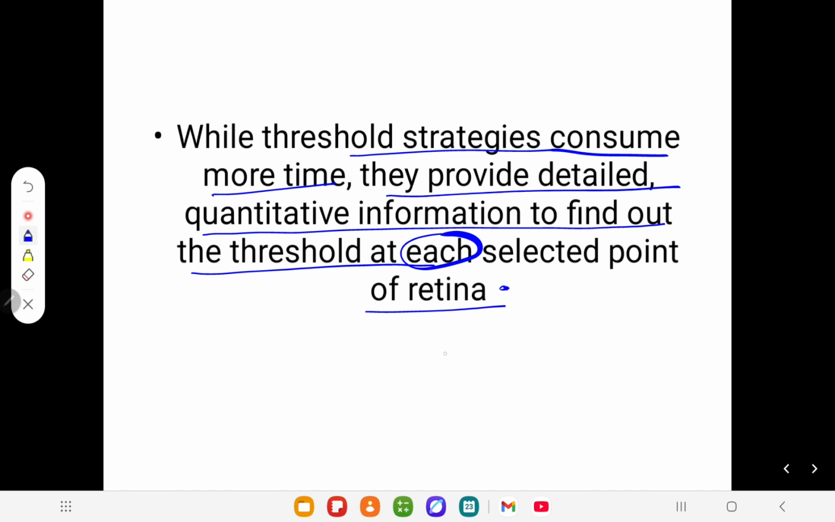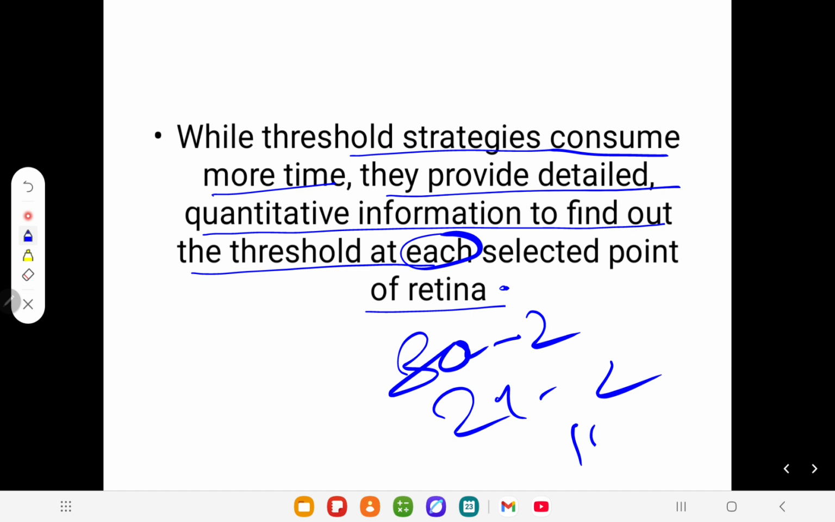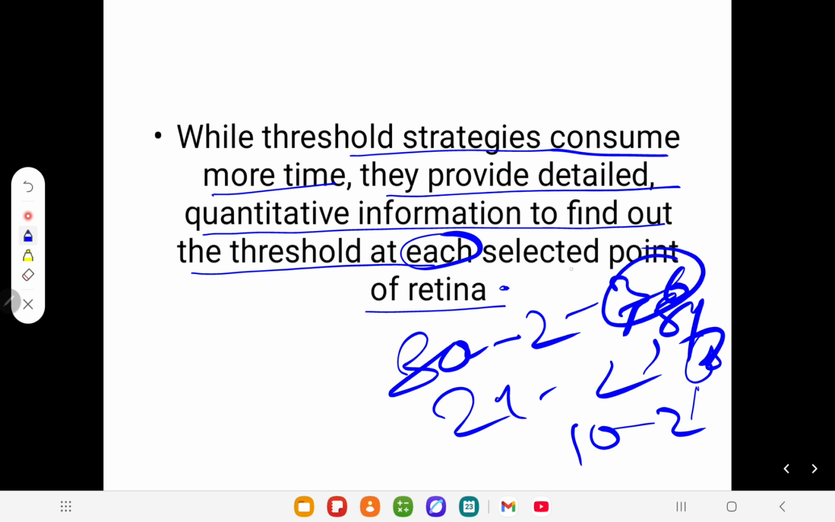We have discussed how we select the points, like 30 dash 2, 24 dash 2, 10 dash 2, and all these things, like 10 dash 2 with 68 points, 24 dash 2 with 54 points, 30 dash 2 with 76 points, and how at each point we test the threshold, isn't it?